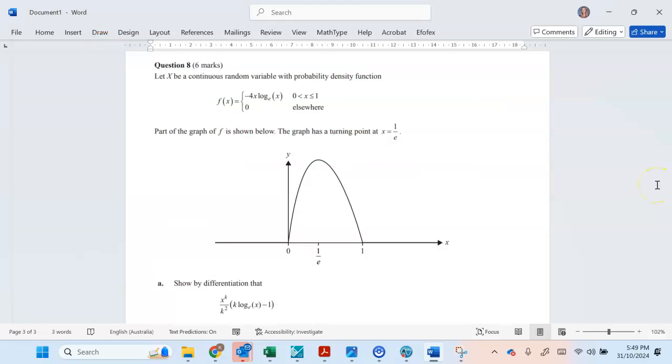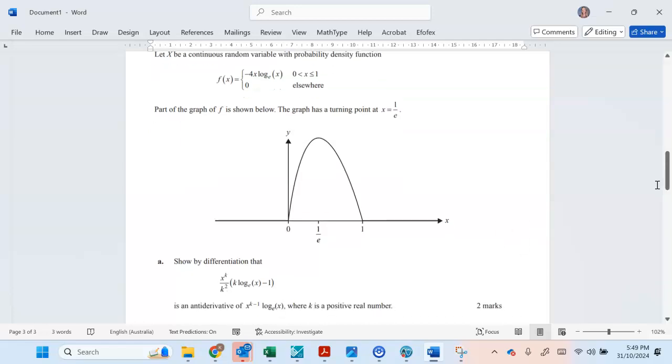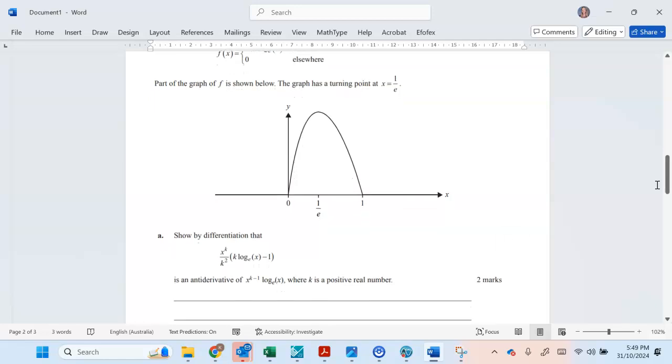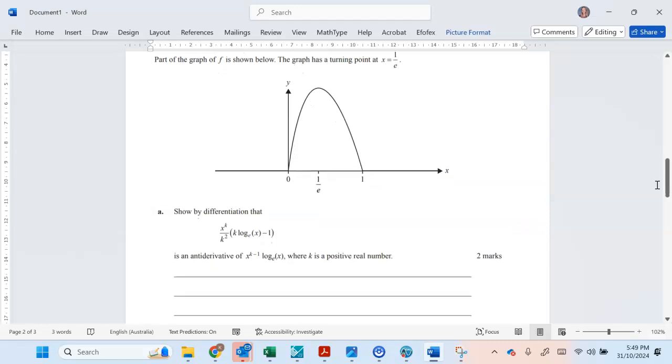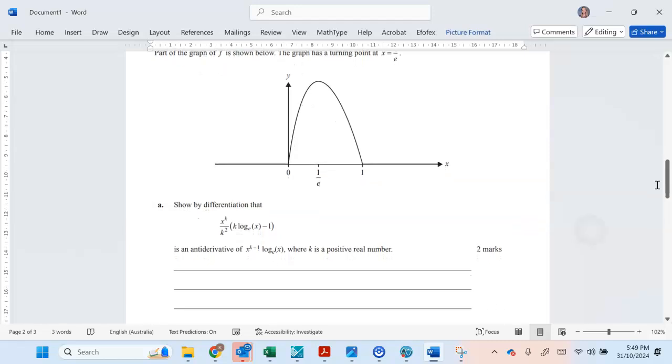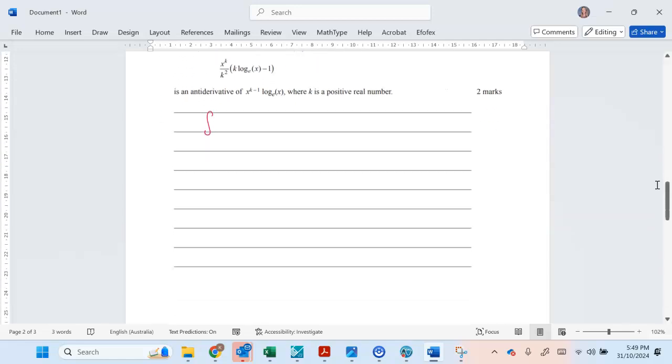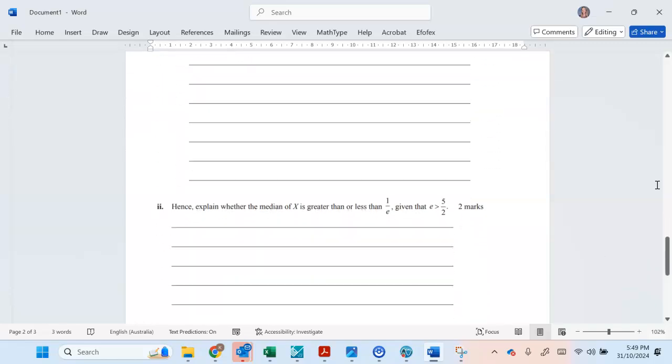Let x be a continuous random variable with probability density function, blah, blah, blah. Part of the graph of f is shown below. The graph has a turning point at 1 on e. Show by differentiation that blah, blah, blah is an antiderivative of blah, blah, blah. All right, so show by differentiation. So we're going to differentiate this because it's a show that question. And when I see something like this, it's just screaming integration by recognition to me. And I'm wondering if we're going to have to use that later on, I would say.